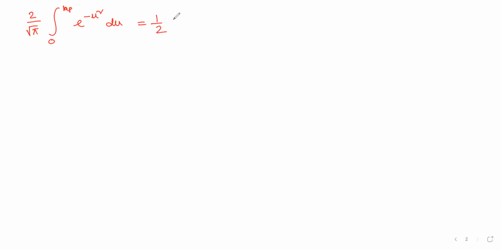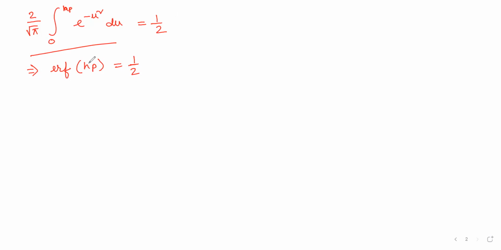So if we look closely, this left hand side is nothing but the error function. So this is the error function of HP equal to half. Here H is a constant depending upon the value of sigma, so H depends upon sigma and P is the variable.